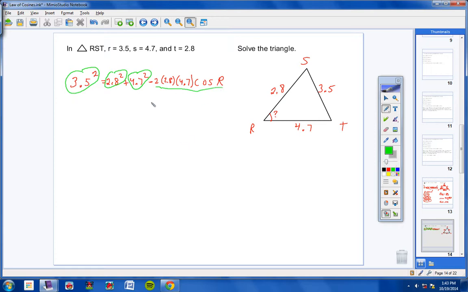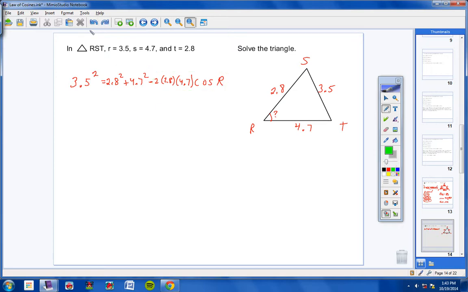So a lot of students like to square this number here, square this number here, and then take this number here and subtract it from these numbers here, and you can't do that. This whole group has to stay together. That's one term. Okay, and I'm going to show you what to do in just a second, okay?